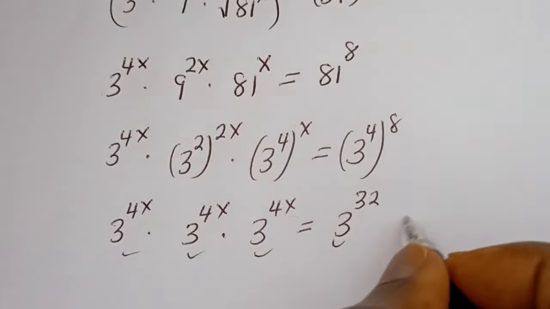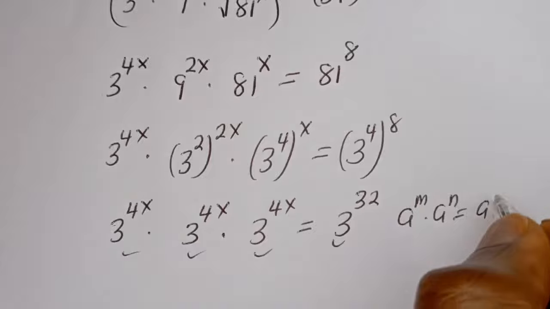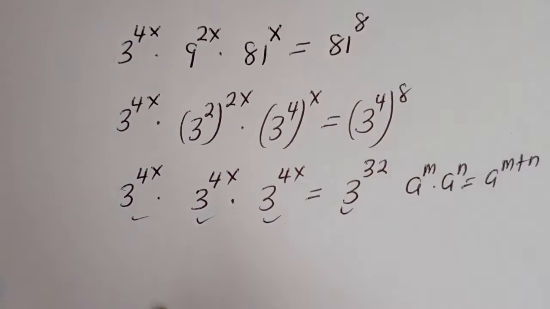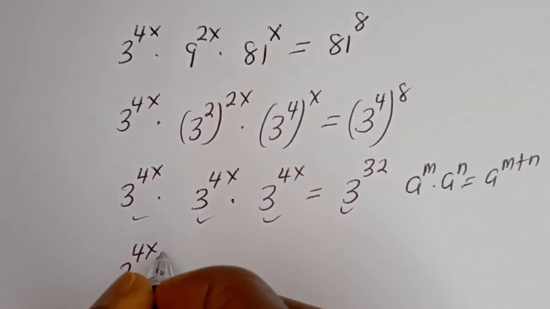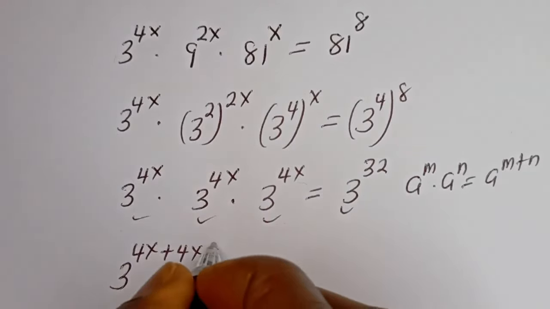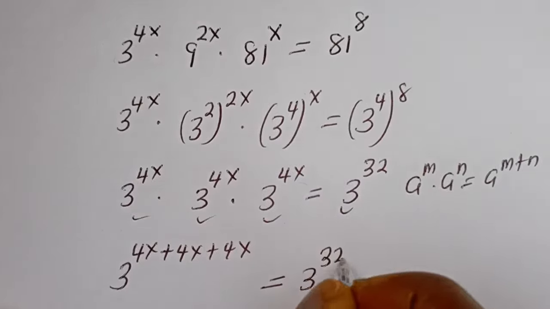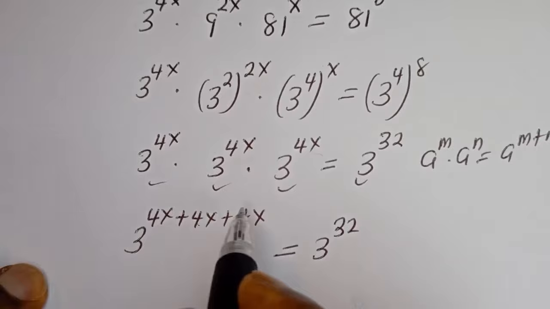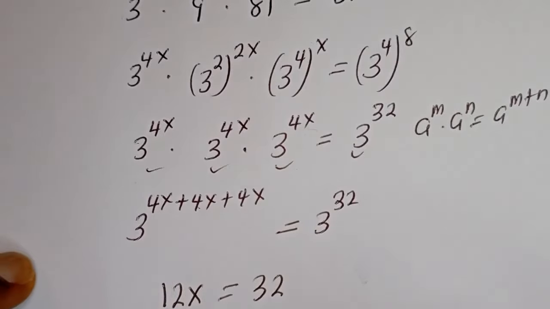And if you have a to the power of m multiplied by a to the power of n, this is equal to a to the power of m plus n. So this is 3 to the power of 4x plus 4x plus 4x is equal to 3 to the power of 32. So here is 4x plus 4x, that is 8x, plus 4x, 12x. So we have 12x is equal to 32.